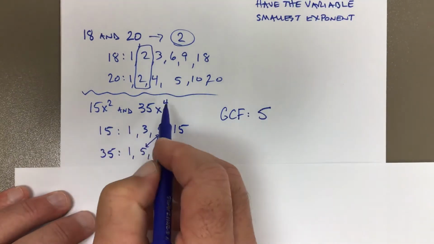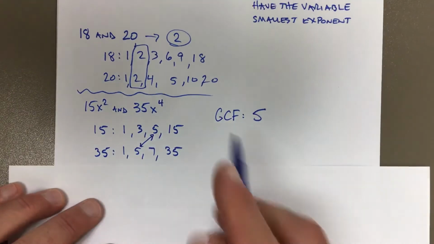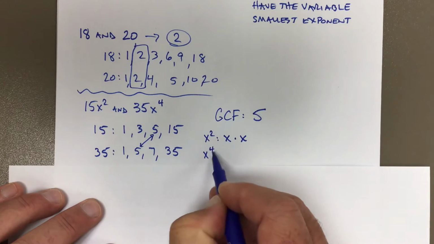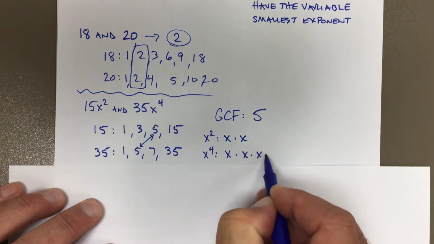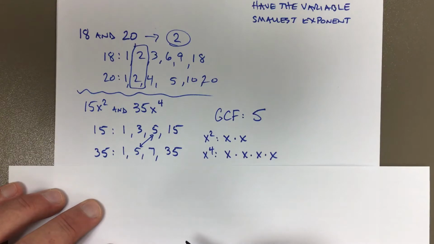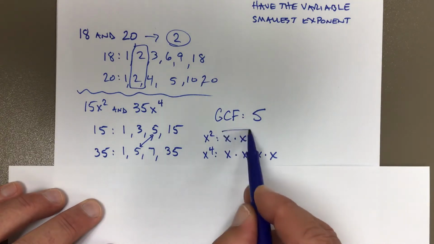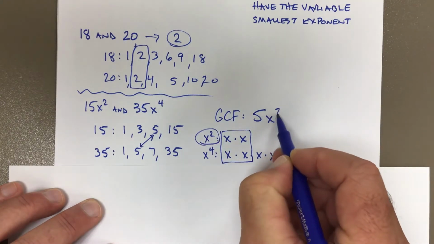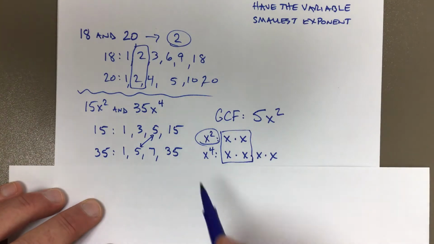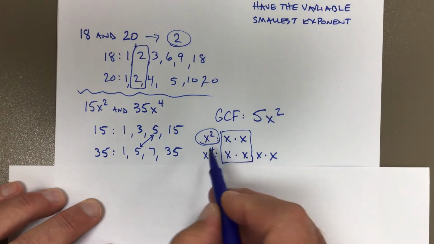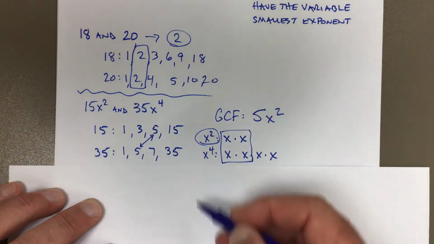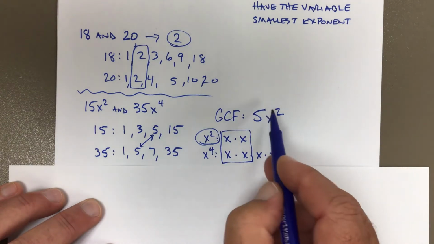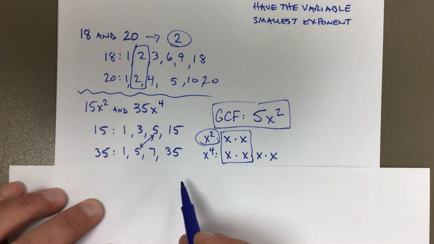But now what about x squared and x to the 4th? Let's think about that. X squared means x times x, and x to the 4th means x times x times x times x. So what do they have in common? Well, they only have this many x's in common, which means it's x squared. The simpler way to do this is to always take the smaller of the exponents. So what's smaller, 4 or 2? 2. That means they both have an x squared in common. So this is your greatest common factor of that.